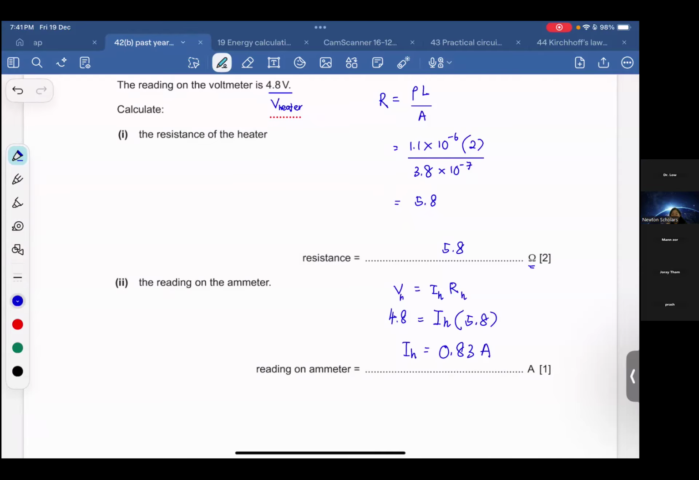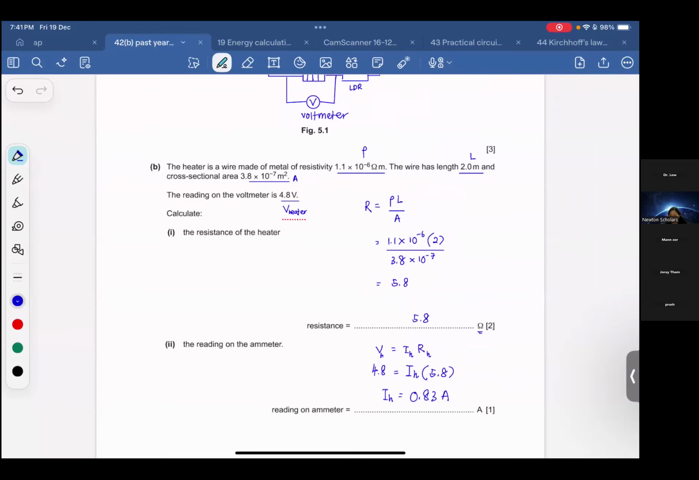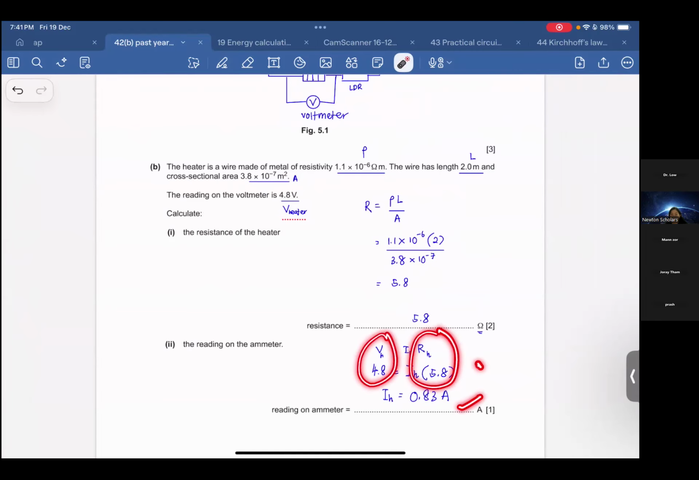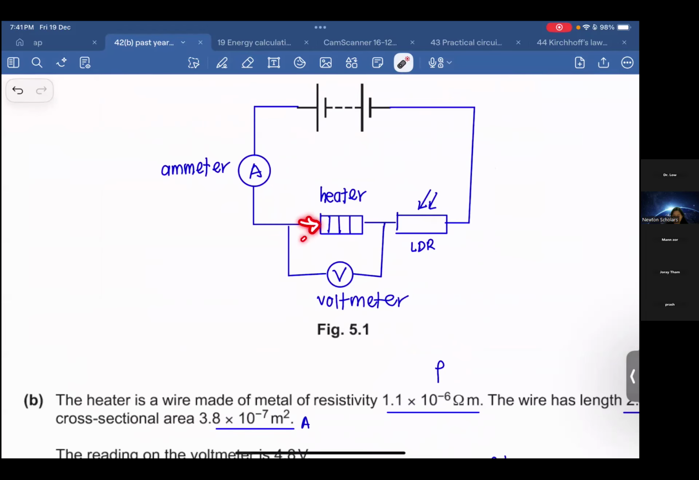Correct. Why? This one is the heater current. When I do the calculation, I use all the information about the heater, so my final current is also the heater current. But why can this heater current of 0.83 ampere represent the reading on the ammeter? It is because this is a series circuit.